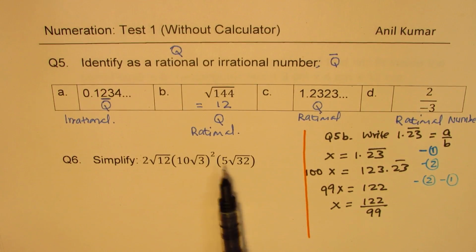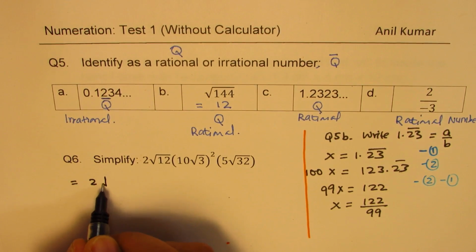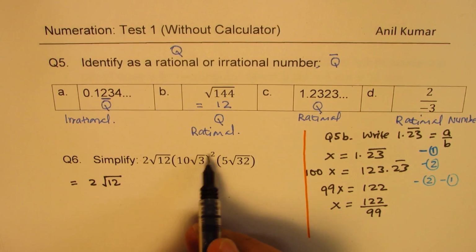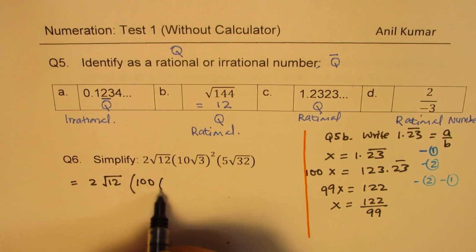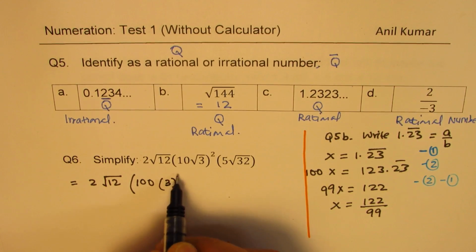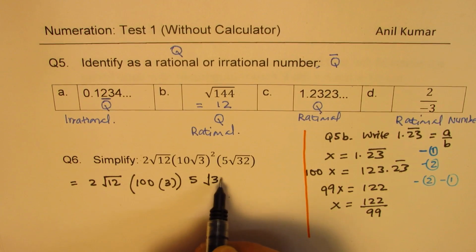Now let's move on to question number 6, which is simplify 2 square root 12, 10 square root 3 whole square, 5 square root 32. So let's rewrite this. We could write this as 2 square root 12. First thing is let's square this. So when you square this, 10 square becomes 100 and square root 3 square becomes 3. Here we have 5 square root 32.